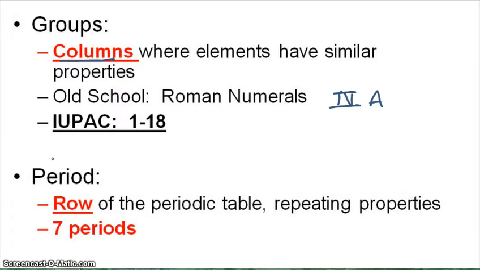A period on the periodic table is going to be any row, and there are 7 periods on the table. And so as you move across and go all the way to the end of the row and then start the next one, all the properties will repeat themselves. So that's why we're calling these periods.